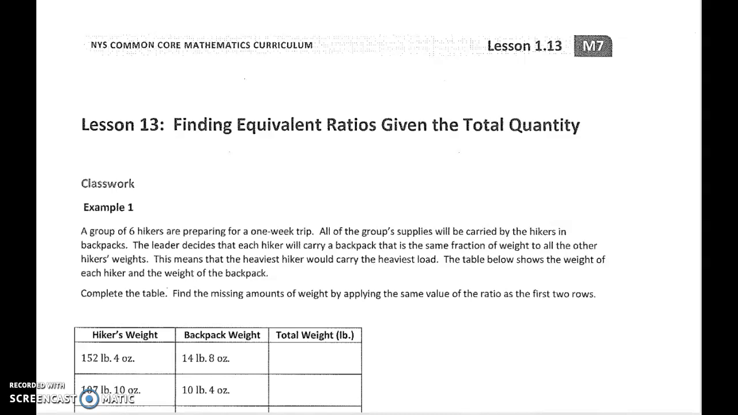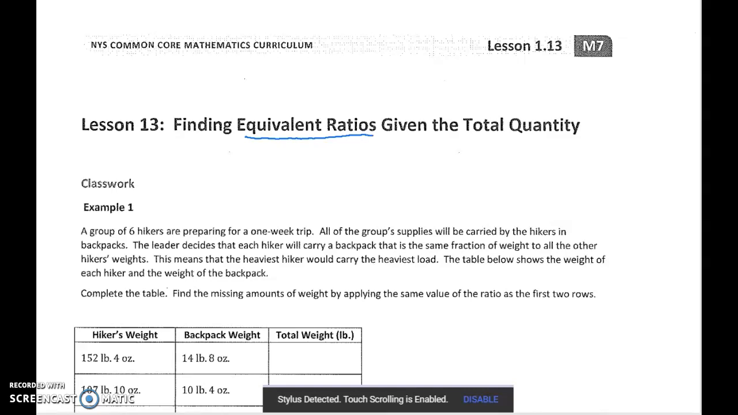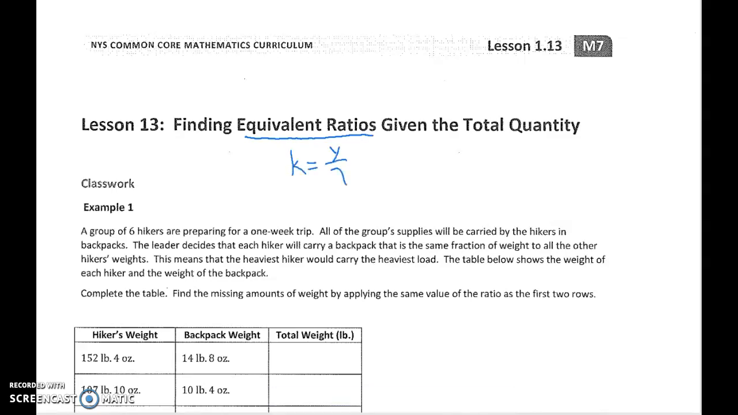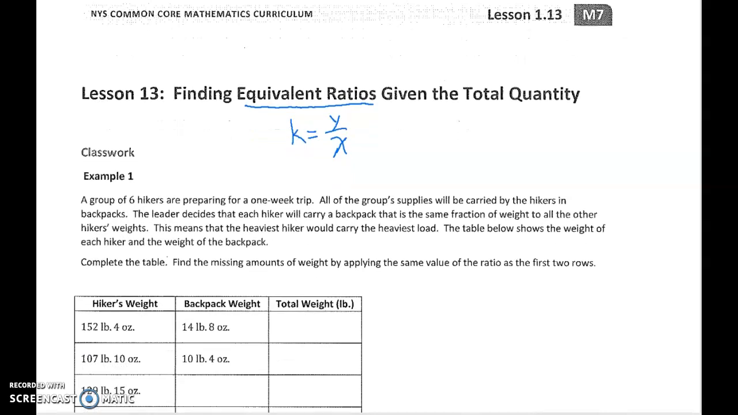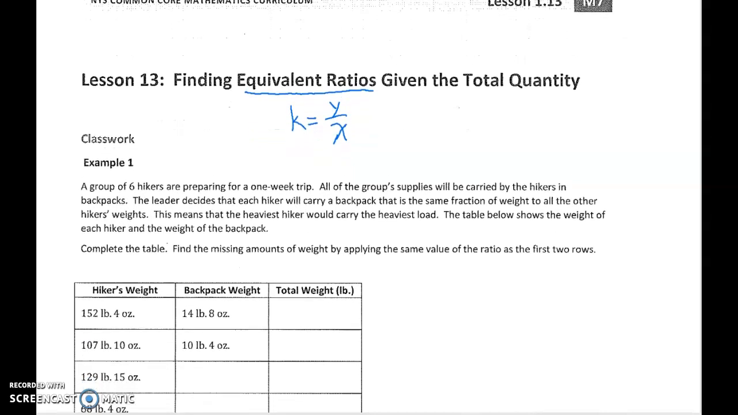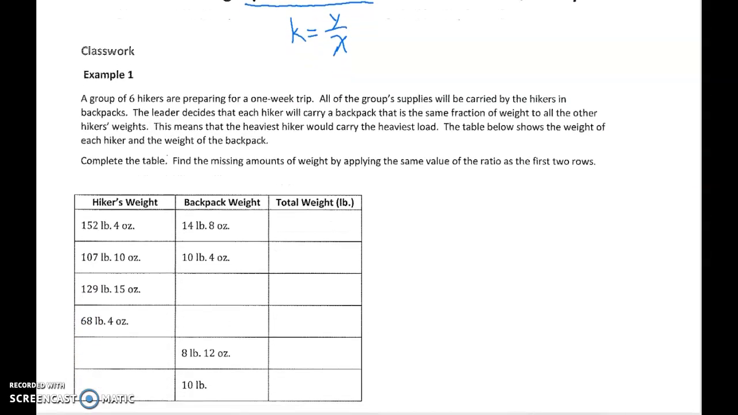Lesson 13, 1.13 is on finding equivalent ratios given the total quantity. What we're going to be working on right now is a lot with fractions and our equivalent ratios. But it's all going to always, as always lately, come back to finding our constant. So keep that in mind, even though the numbers are going to seem a little more confusing just because they're fractions, we're going to still keep doing everything the same way.